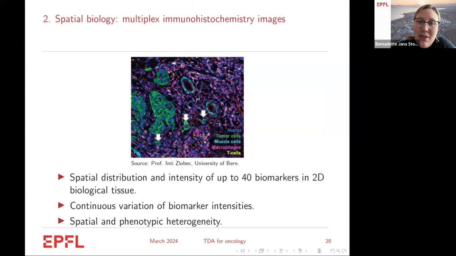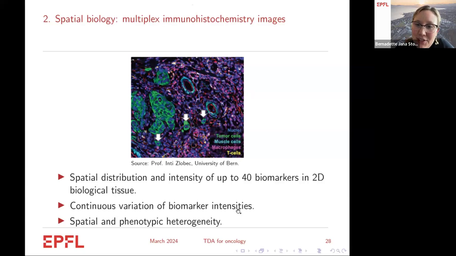So one example of such spatial data are multiplex immunohistochemistry images, which are very common in cancer research at the moment. So these show the spatial distribution and intensity of up to 40 biomarkers in 2D biological tissue. And you have a variation of biomarker intensities here.